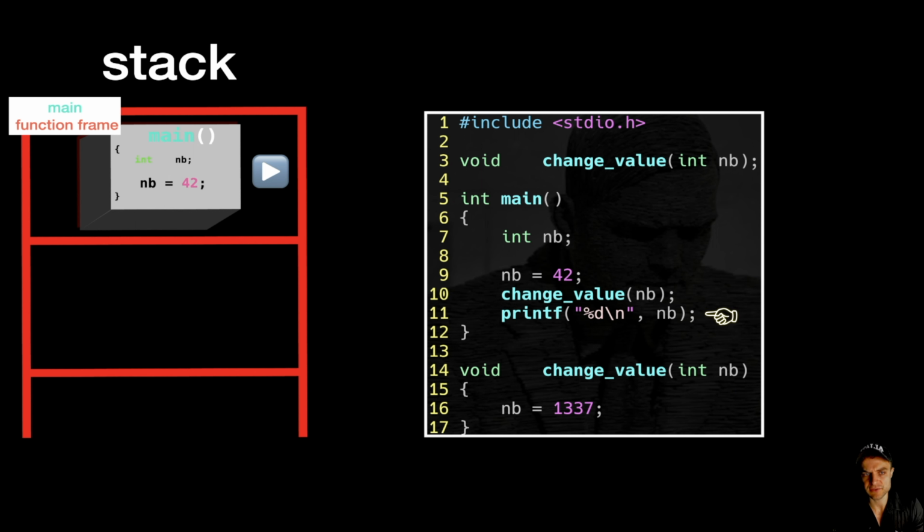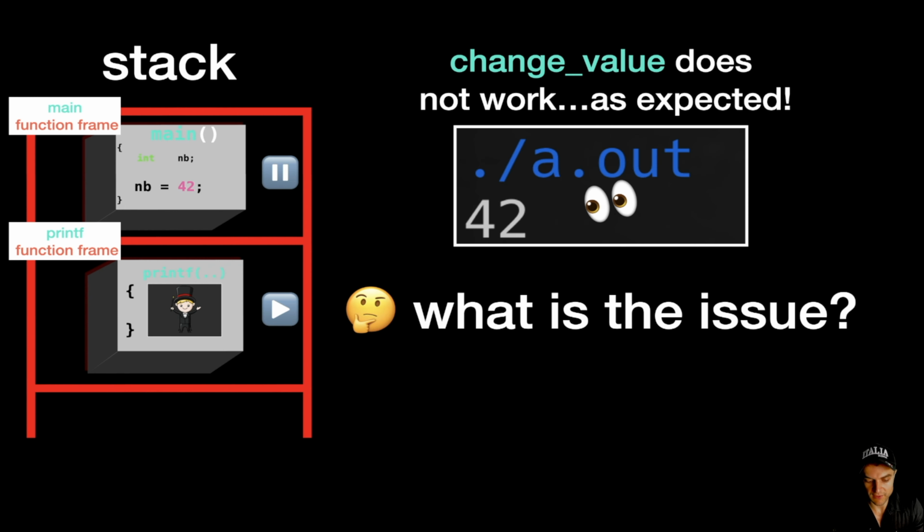Cool, now we are back to the main. We can play again the function. And now we have the call to the printf function. The printf function, you know very well, has to print the value of NB. So we call the printf, boom, we have the allocation. But now, as you can see, the printf is printing 42 again. So my change value function hasn't worked.